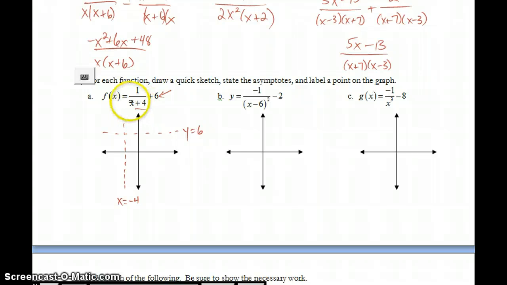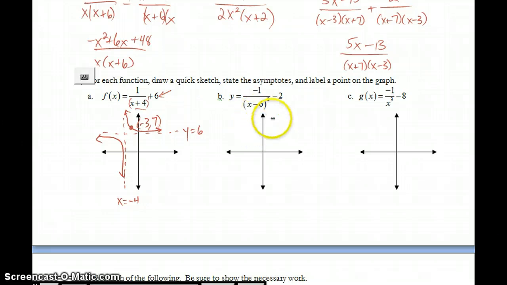Our graph is looking at something with an odd exponent and a positive coefficient. So we'll have this shape. And the last thing we want to do is label a point in the graph. This point here, we move 1 to the right from negative 4 to negative 3, 1 above 6 to 7.